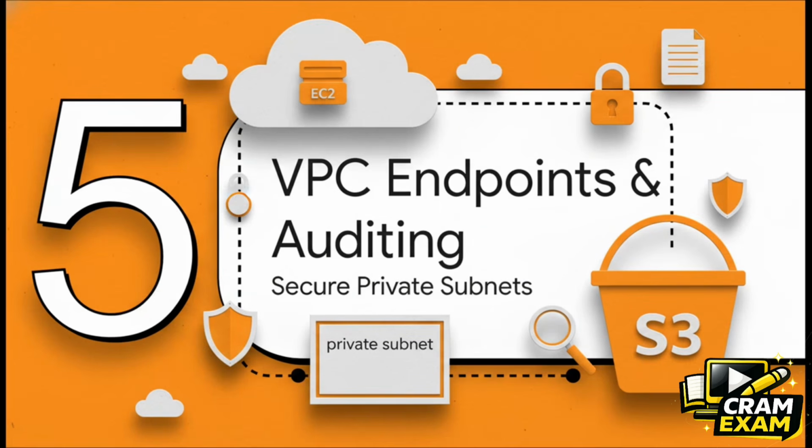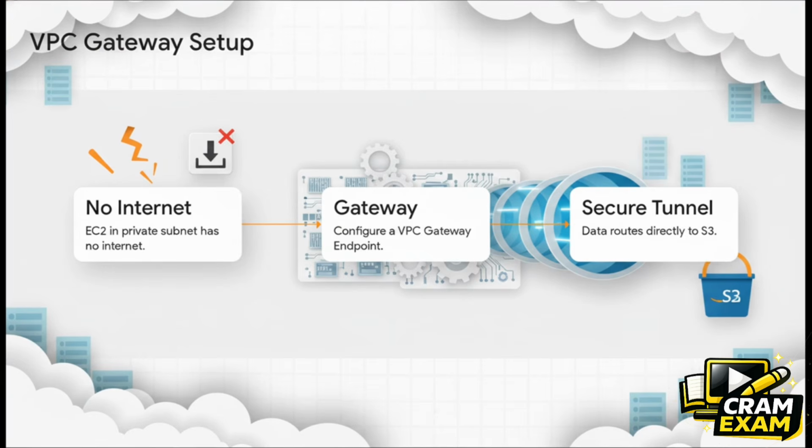Section 5. VPC endpoints and auditing. Securing the private subnet. You really need to watch out for this incredibly common architectural trap. Let's say you have an EC2 server sitting in a private virtual private cloud, or VPC, subnet. It has absolutely no internet access whatsoever, but it still needs to write application logs to your Amazon S3 bucket. How does it connect? S3 is fundamentally a public service, so if your server doesn't have internet access, your upload just fails. The application crashes and your logs are totally lost.